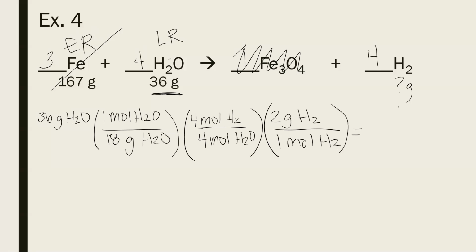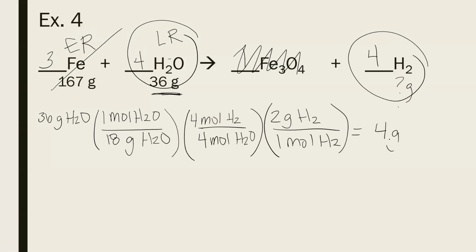Now I'm using my limiting reactant to find how much product of the unknown. Pop that in your calculator, and I get about 4 grams of H2. So I just solved for my unknown amount. If I start with 36 grams of water in this reaction, which is my limiting, that is what's limiting this reaction, I will in turn, theoretically, get 4 grams of hydrogen produced.